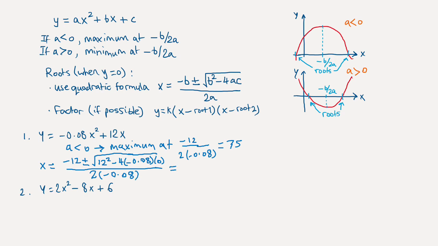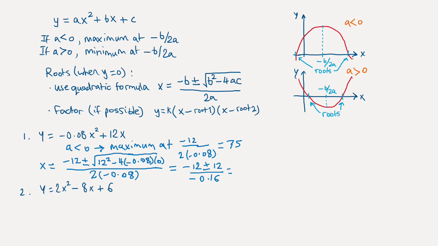So what do we have? Inside this square root, the second part, the 4ac part, is 0 because of c being 0. So we're just going to have 12 squared. The square root of 12 squared is just 12. So we're going to have minus 12 plus or minus 12 divided by 2 times minus 0.08, which is minus 0.16. So we're going to have two roots here.